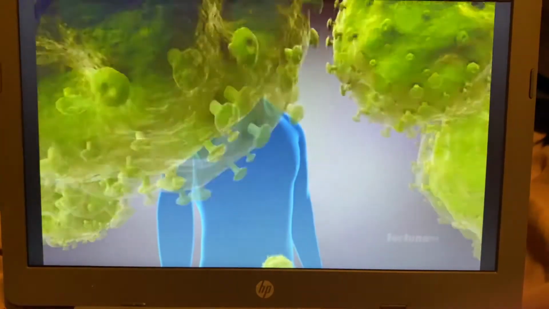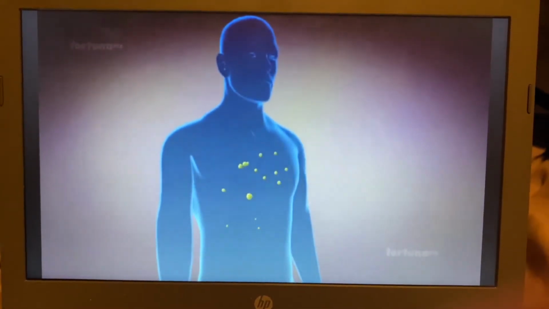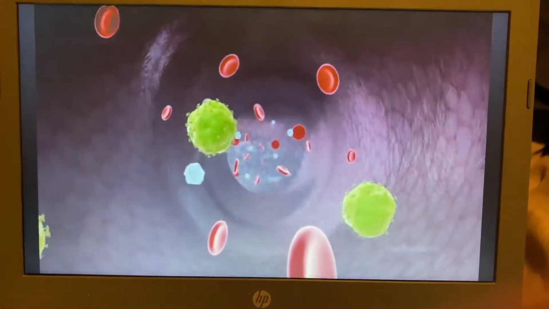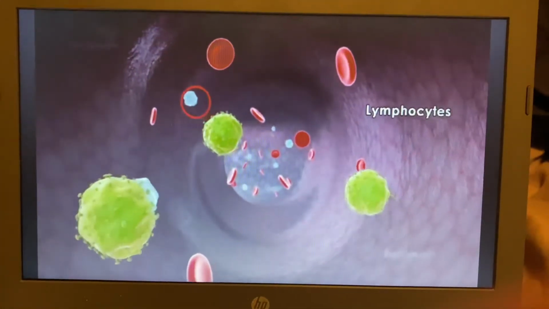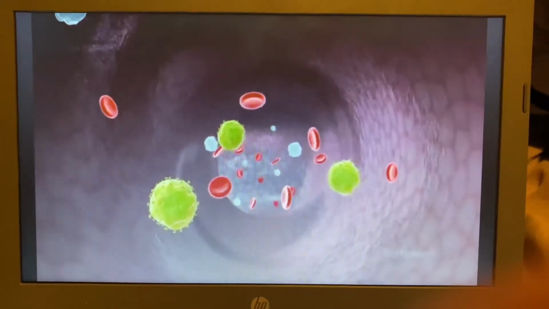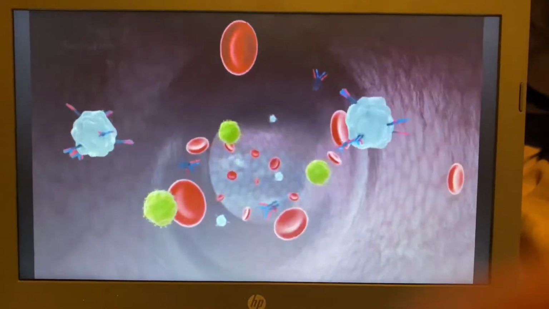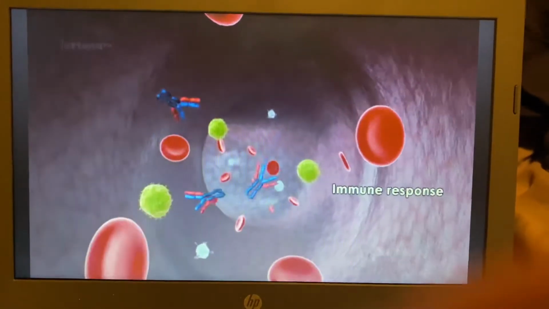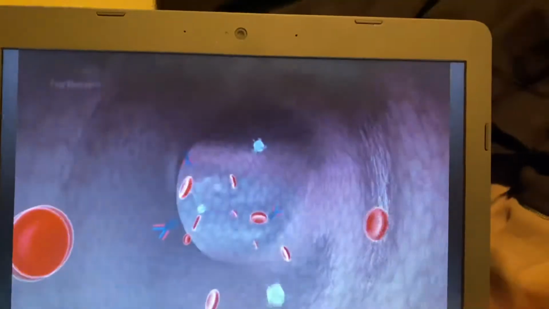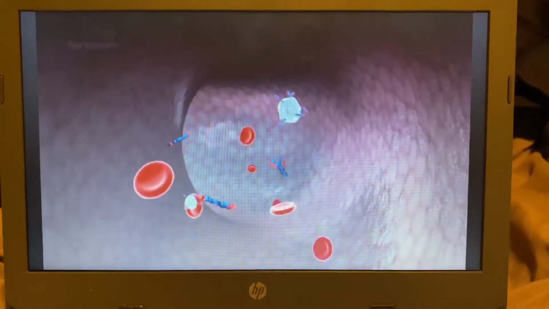Let's look at how a vaccine functions. When pathogens such as bacteria or a virus enter the body, white blood cells called lymphocytes or B cells recognize them as antigens and produce specific antibodies to fight them. This process is known as an immune response, and the antibodies will destroy the antigens. The antibodies will also remain in the body to fight future infections.